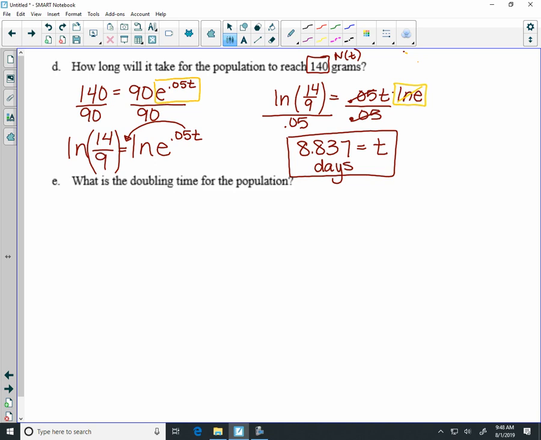The math for this next problem is very similar. Here we want doubling time for the population. So if we started with 90, our double would be 180. So we had to figure out what double is, but now the math from here is a little easier. We're not going to have that fraction to deal with. Same steps, divide by 90. 180 divided by 90 is 2, and so it's a little prettier than having that 14/9 to deal with. Going to take the ln of both sides.